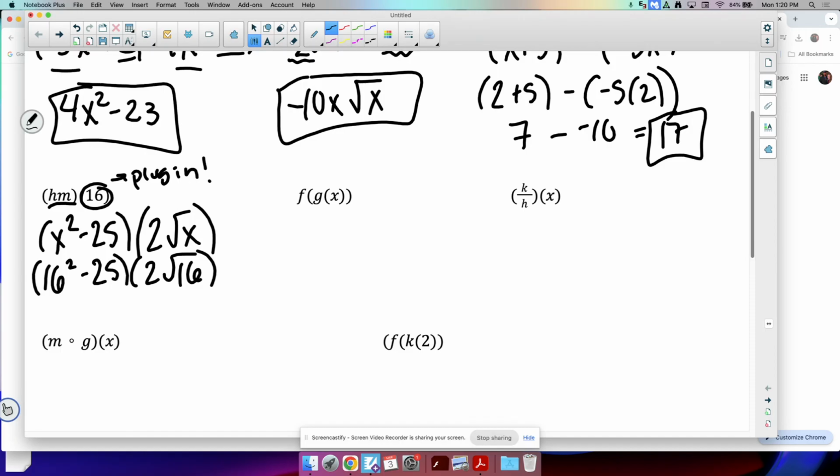And once you plug that in, it's calculator work, it's just following the rules. 16 squared, either from your yellow sheet or from a calculator. What is 16 squared? 256. And then on the other side, what's the square root of 16? 4. Times 2? 8. What's 256 minus 25? 231. 231 times 8.